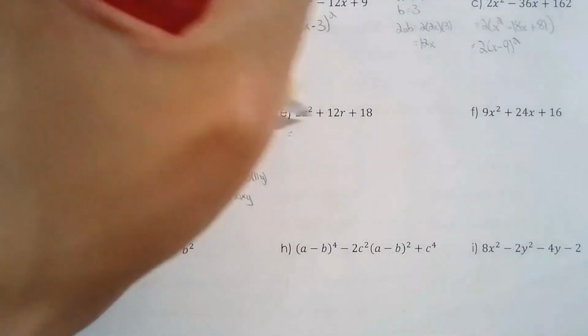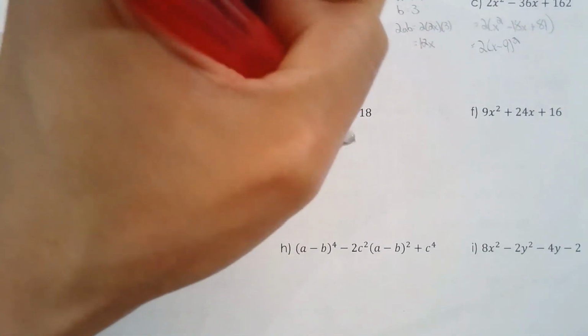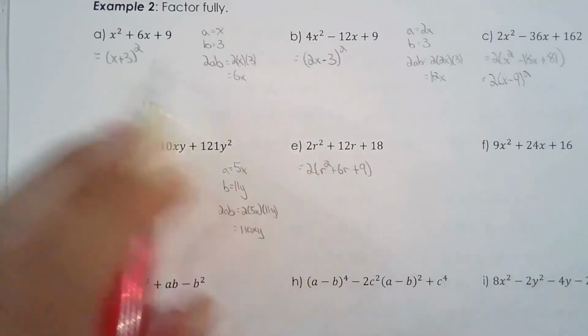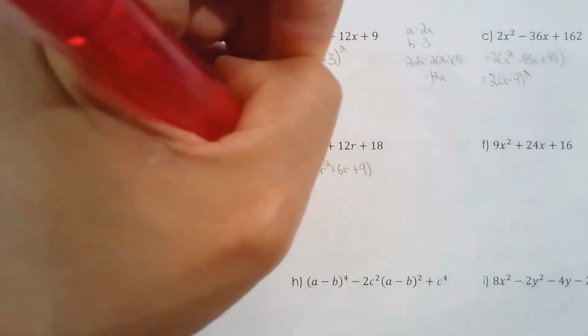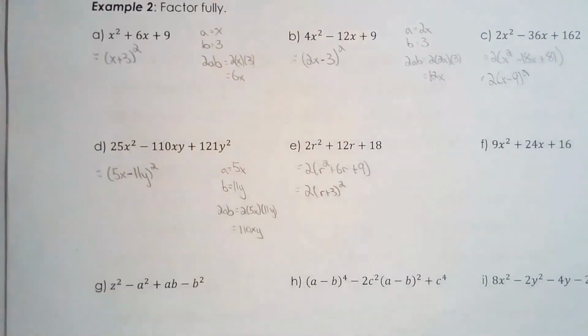Okay, let's speed up a little here. Factor 2 is a common factor. And this, believe it or not, looks just like a. I know the letters are different, but it's really the same question. It's a perfect square trinomial.